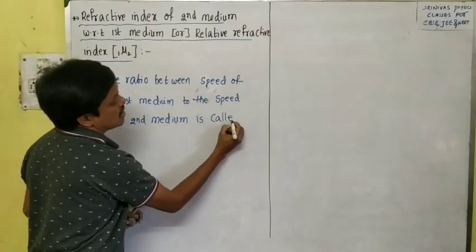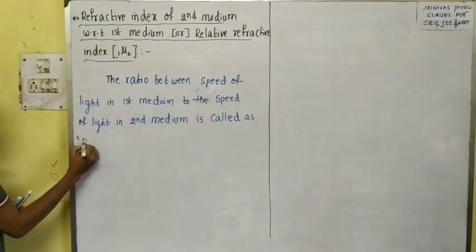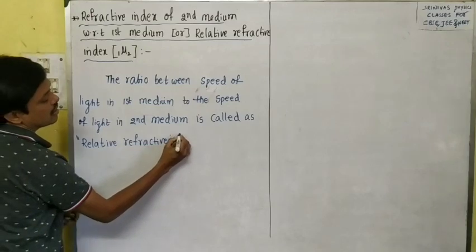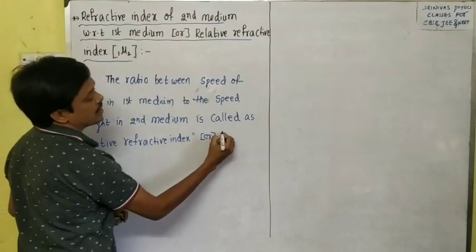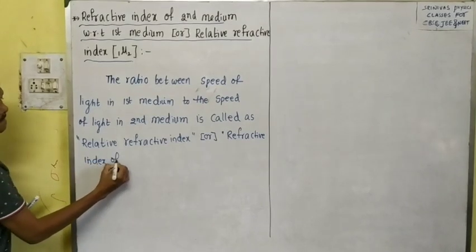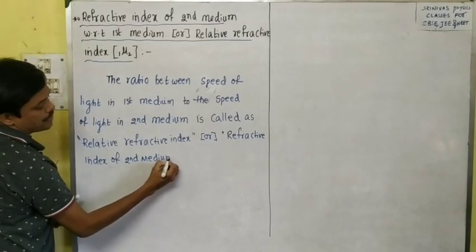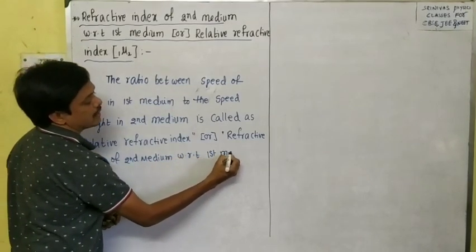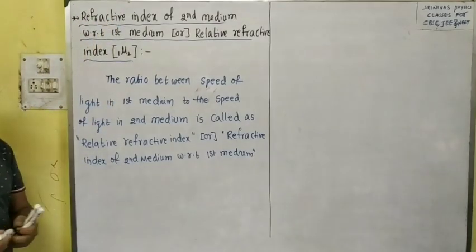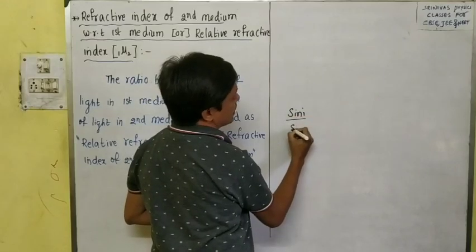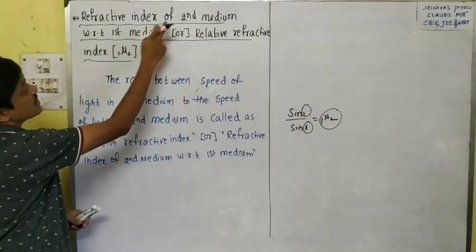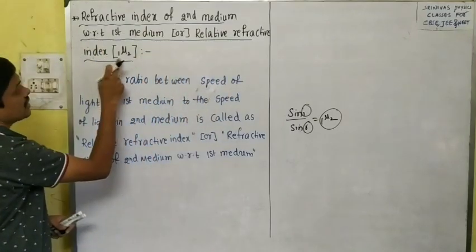This is called the relative refractive index, or refractive index of second medium with respect to first medium. This is the formula, the definition for the refractive index of second medium. In Snell's law, in the second law, sin i by sin r is equal to 1 mu 2, where i is the angle of incidence and r is the angle of refraction. 1 mu 2 is called the refractive index of second medium with respect to first medium, also called the relative refractive index.